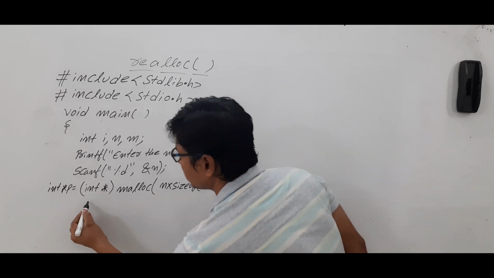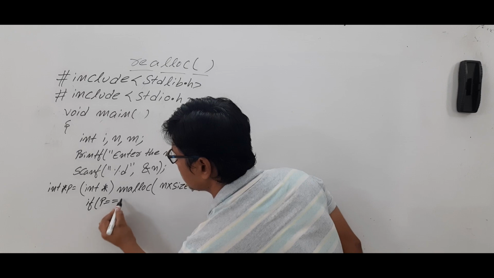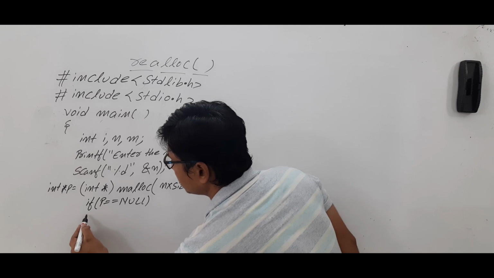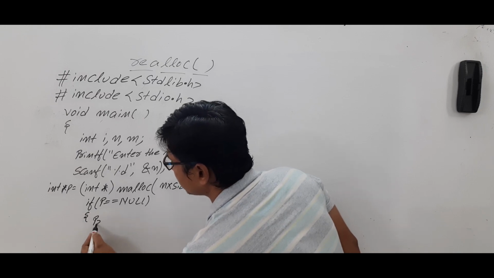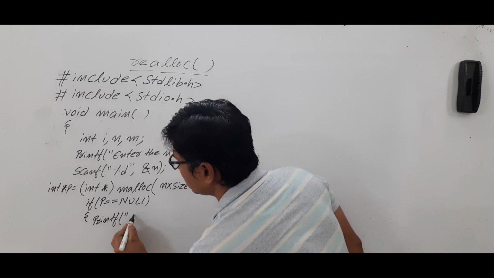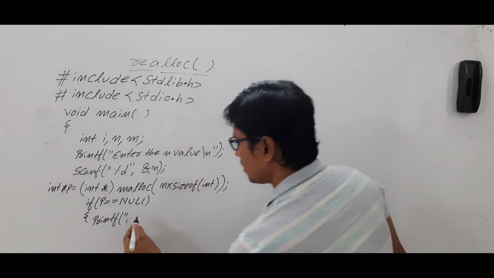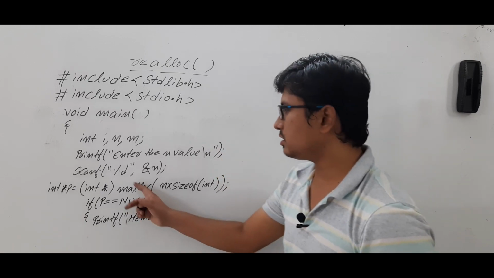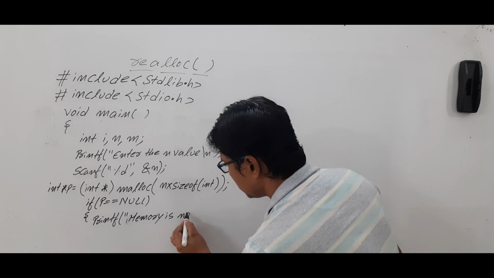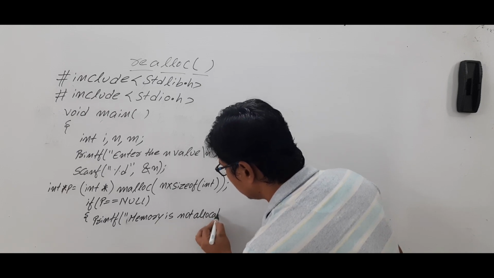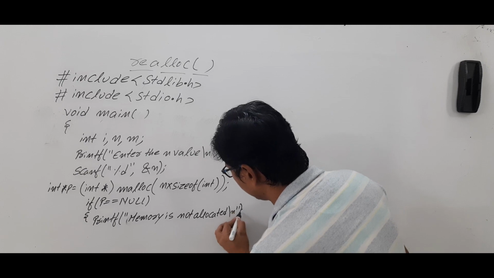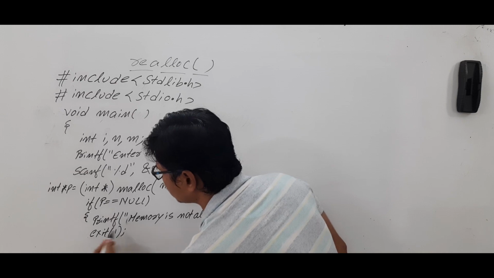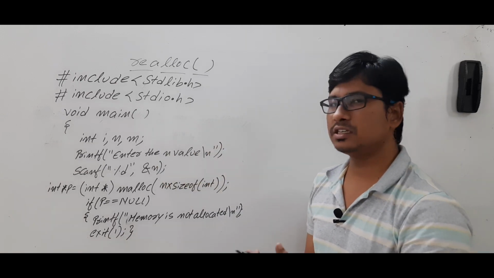So you need to check if p is equal to null, then you are writing printf, memory is not allocated, because if memory is not allocated, then only this function will return a null value. Memory is not allocated, \n. Then you are writing exit(1). If the memory is not allocated, how can you store the values? That's why you should exit from the program.